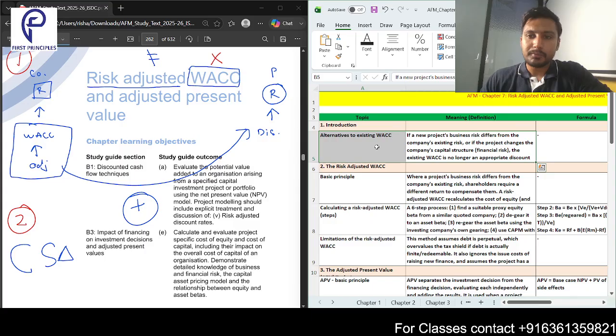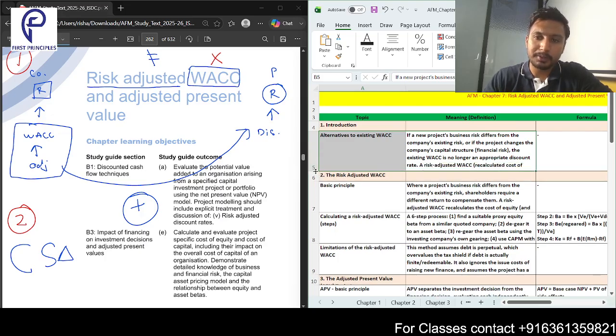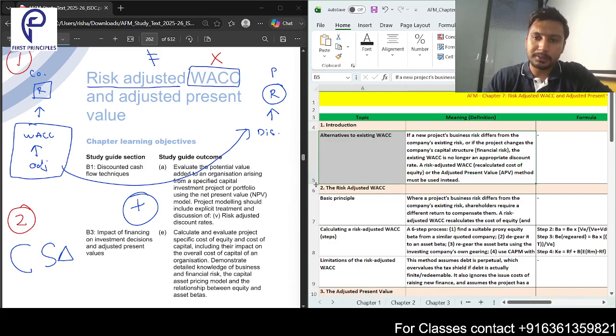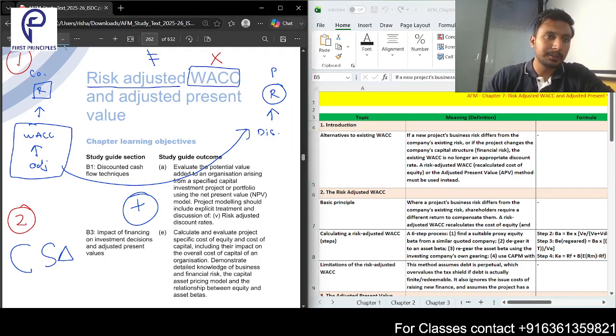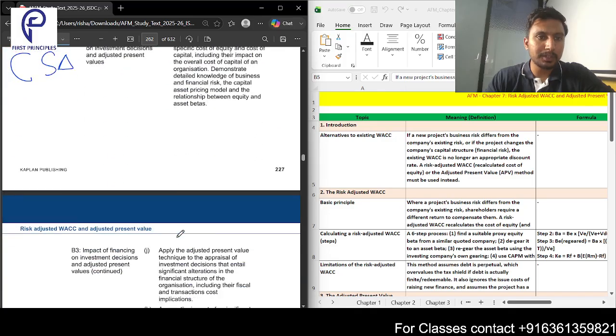If the new project's risk differs from the company's existing risk, or if the project changes the company's capital structure, the existing WACC is no longer an appropriate discount rate, right? So what do we do? We calculate a risk-adjusted WACC, or an APV method is used. Either the risk-adjusted WACC is used or we use something called the APV method in these two situations.